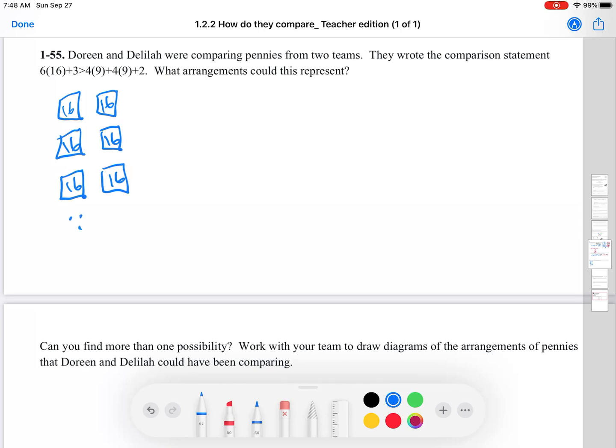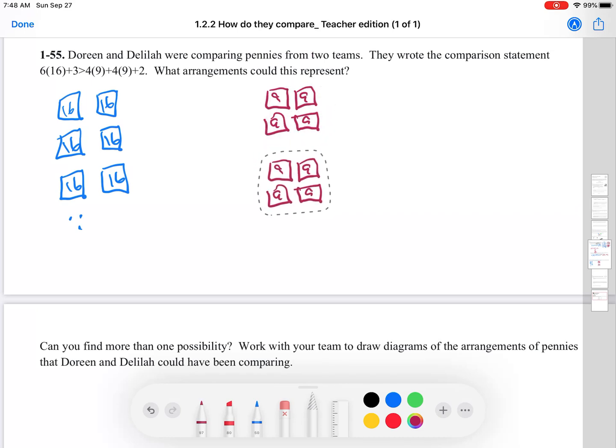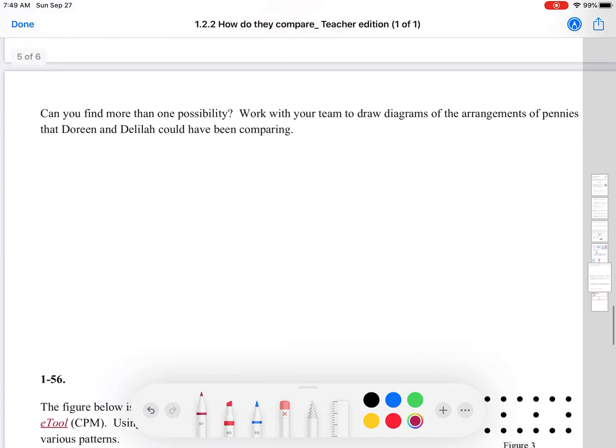1, 2, 3. Okay, now we could also do the other one in the other color, right? 4 groups of 9. 9, 9, 9, 9, 9. And then I could do that again. I'm just going to duplicate that. And then I have what? A plus 2 at the end, don't I? There we go. So it could represent something like that, right?